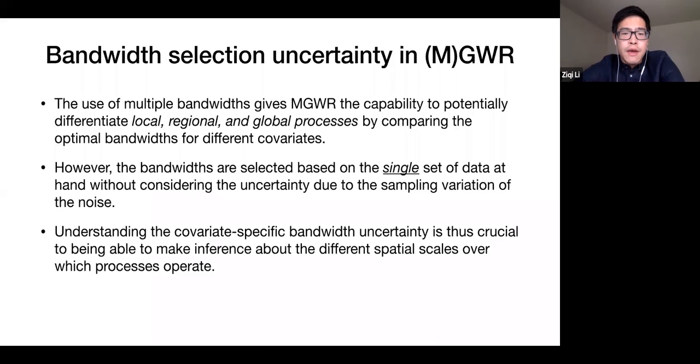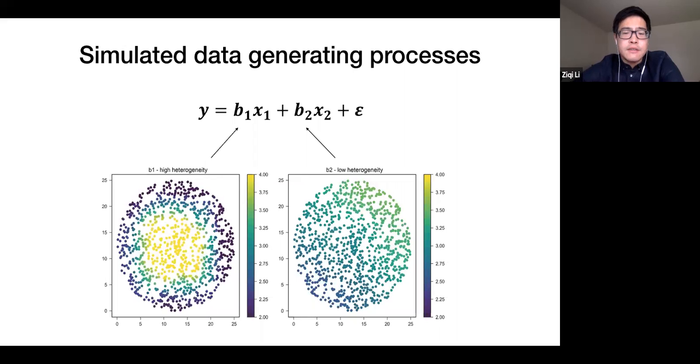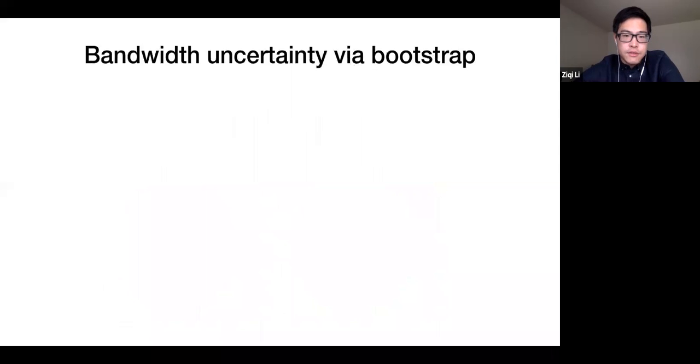So to investigate the spatial process, we first try some simulation data. We generated two surfaces. The first one has a little bit higher heterogeneity, and the second one has lower heterogeneity. And we randomly draw some covariates to reconstruct the Y. And we use these two data generating processes to investigate the bandwidth uncertainty.